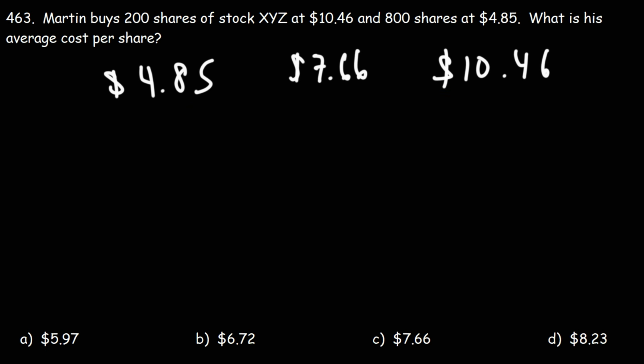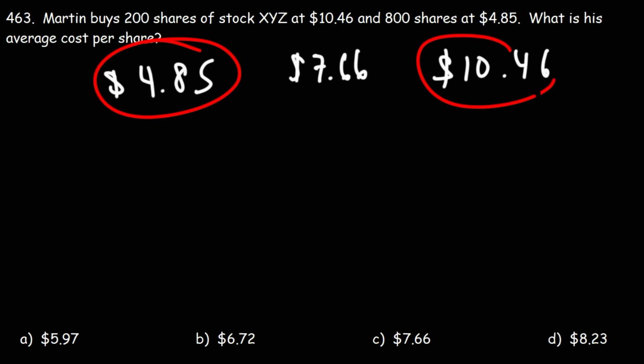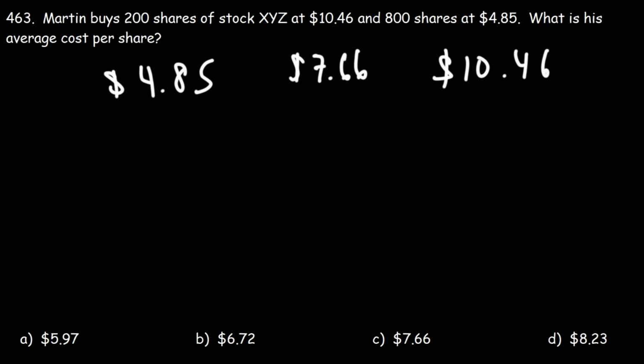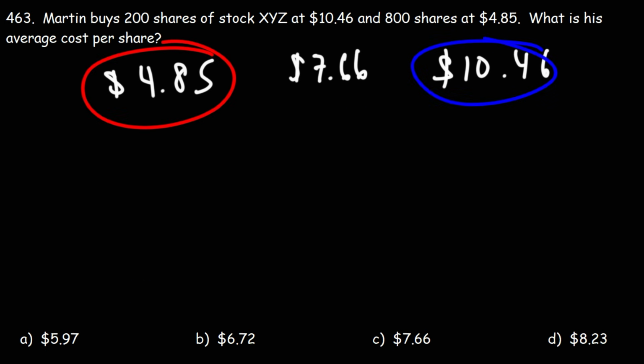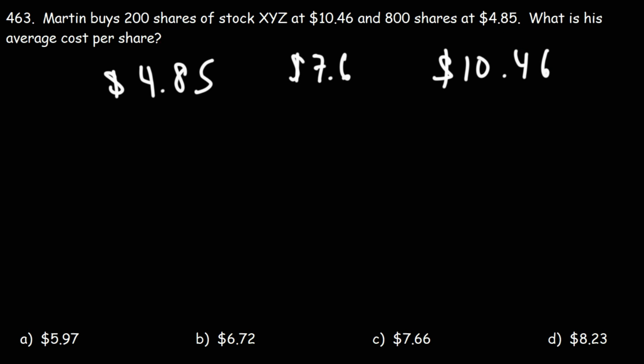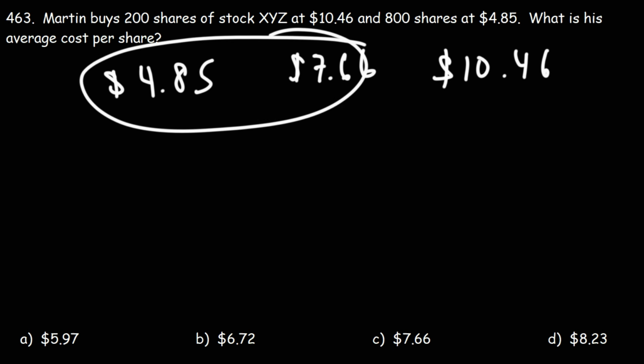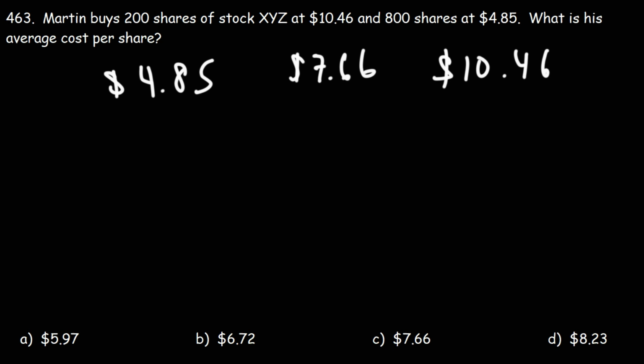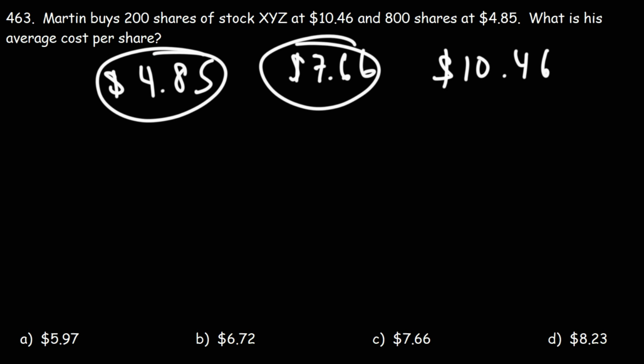Which of these two numbers carries more weight? Now, notice that Martin buys more shares at the lower price than at the higher price. Therefore, the $4.85 is going to carry more weight than the $10.46. So the average is going to be between these two numbers. Now, will the weighted average be closer to 4.85 or 7.66? What would you say?